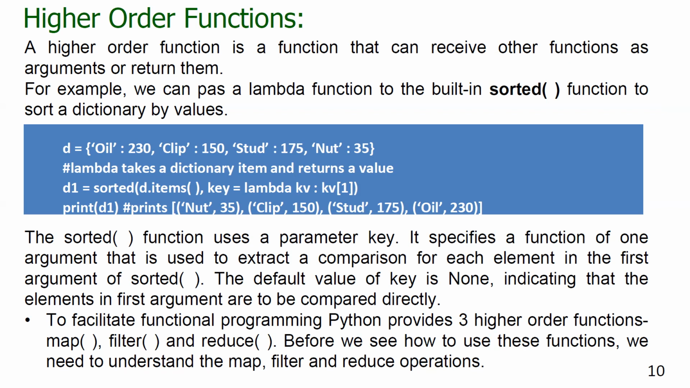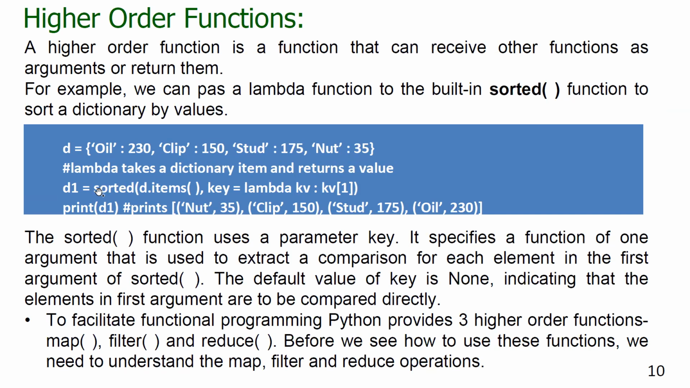For example, we can pass a lambda function to the built-in sorted function to sort a dictionary by its values. So this is the example. In this example, we are considering a dictionary d. Already we know every dictionary contains key-value pairs. The key is oil and value 230, key is clip and value 150, key is stud and value is 175, nut is the key and 35 is the value.